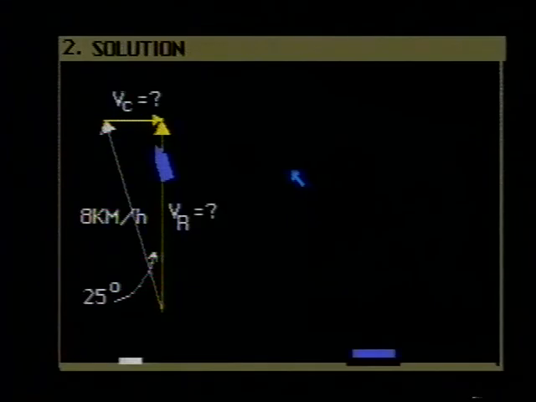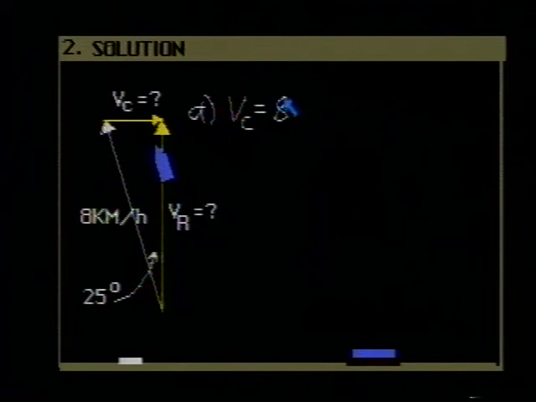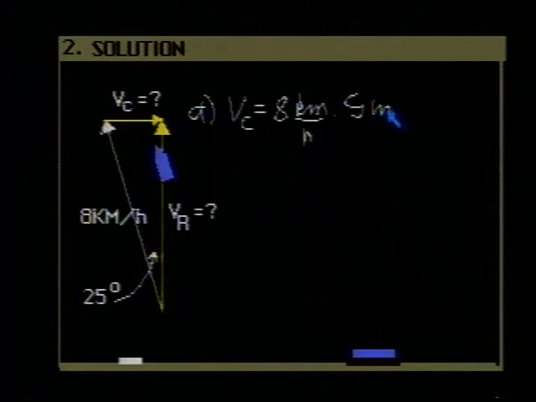Here is that same vector diagram. I've labeled the velocity of the current v sub c and the resultant velocity with respect to the shore v sub r. Notice that the diagram forms a right triangle with hypotenuse 8 kilometers per hour and angle 25 degrees. In part A, we're asked to find v sub c, the velocity of the current, and v sub c from our right triangle would simply be the hypotenuse 8 kilometers per hour multiplied by the sine of 25 degrees.